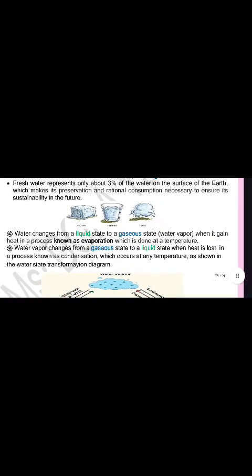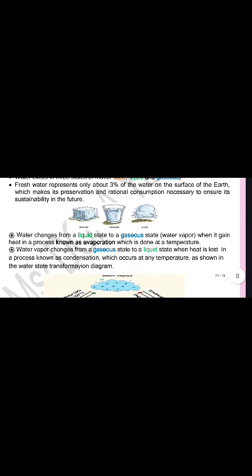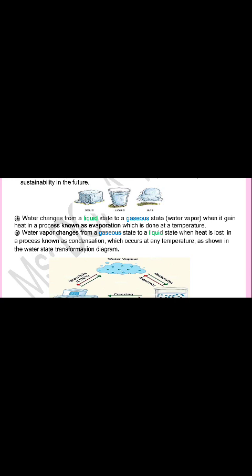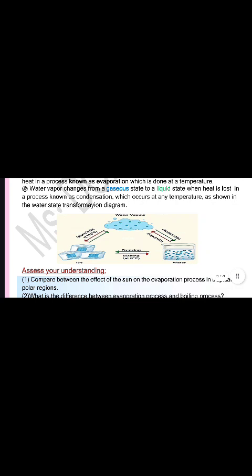Water changes from liquid state into gaseous state when it gains heat, and this process is called evaporation, which is done at high temperature. Water vapor changes from gaseous state into liquid state when it loses heat, and the process is known as condensation, which occurs at lower temperature. And here is a diagram to show the transformation between the different states of water.